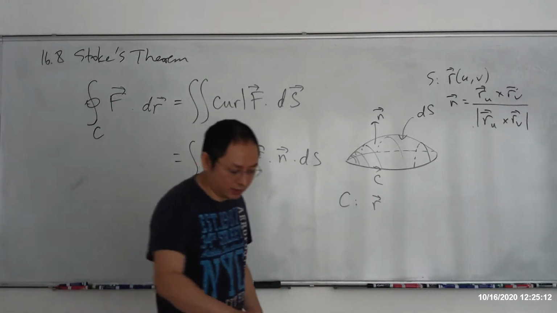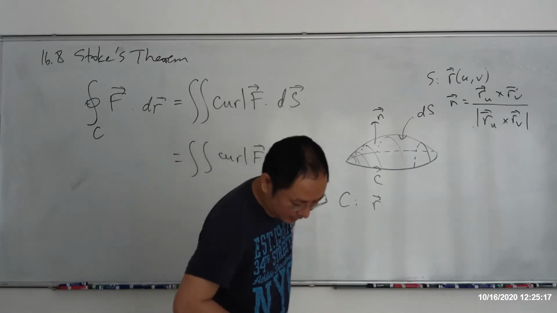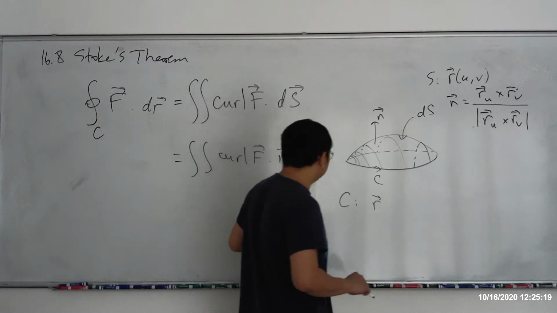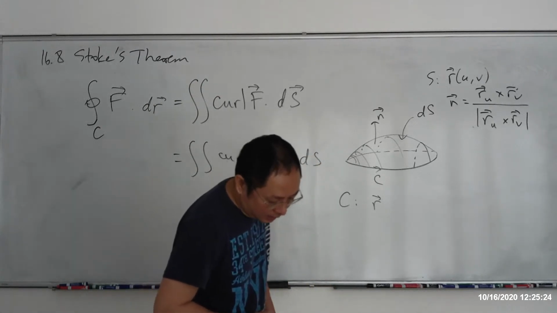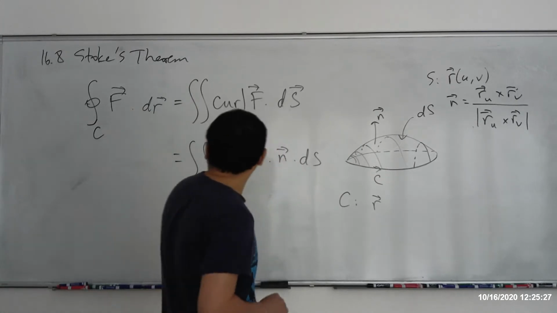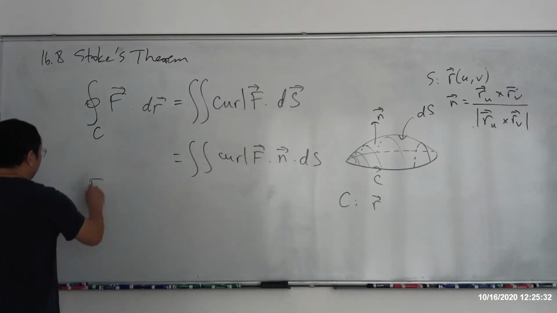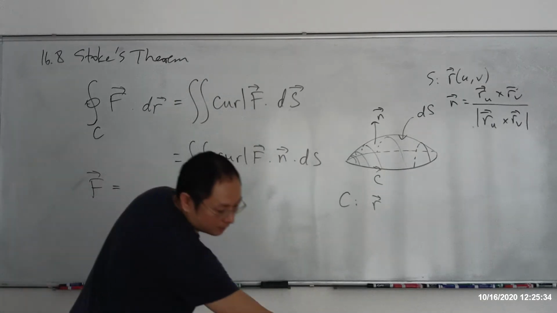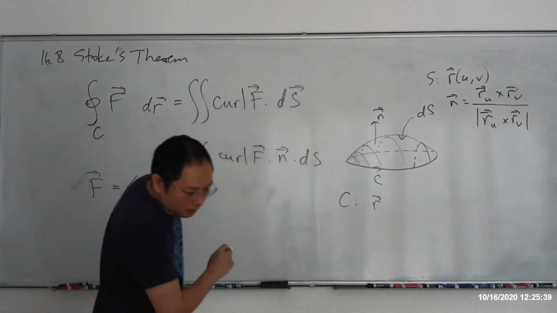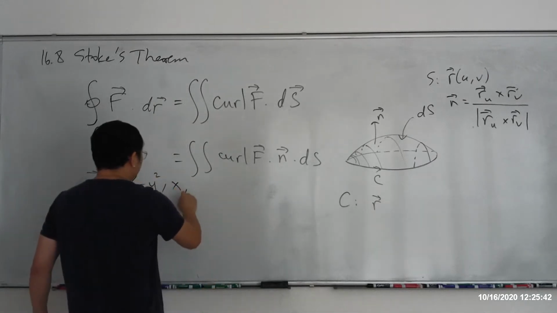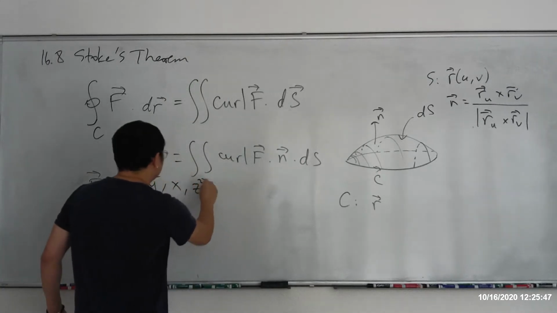So I think I should give you an example. Use the example in the book. Calculate the line integral of F dot dr, where F is, just copy it here, F is negative y squared, comma x, comma z squared. Just copy it.